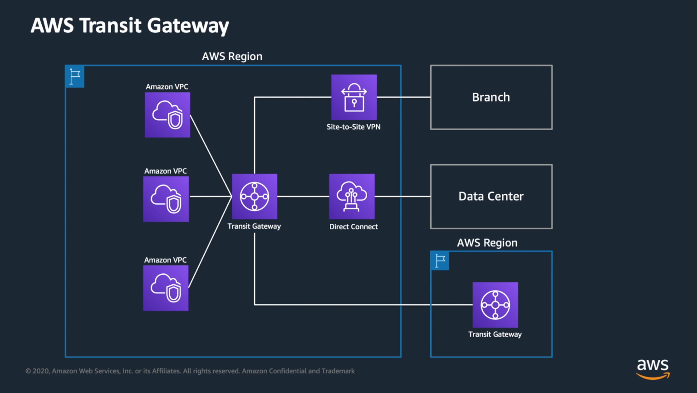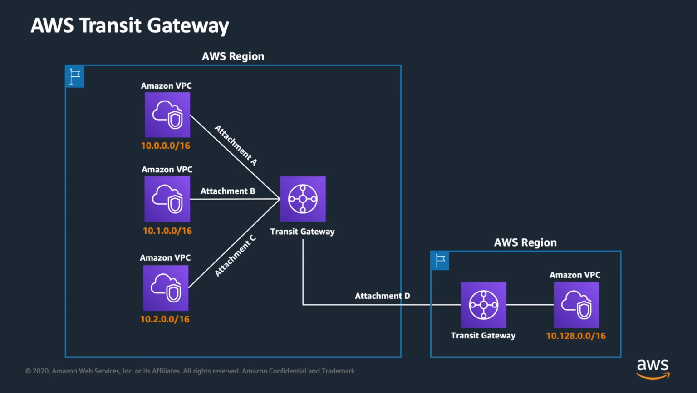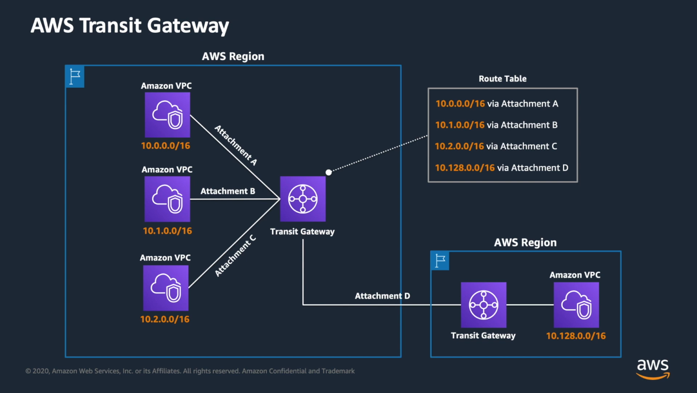Whenever you connect a resource to a transit gateway, whether it's a VPC, a site-to-site VPN connection, a Direct Connect gateway, or a remote transit gateway, you create what we call a transit gateway attachment. Whenever packets are sent from an attachment into transit gateway, the transit gateway makes a forwarding decision by performing a route lookup operation in one of its route tables. A transit gateway route table tells transit gateway which attachment to use to send packets for a specific destination.